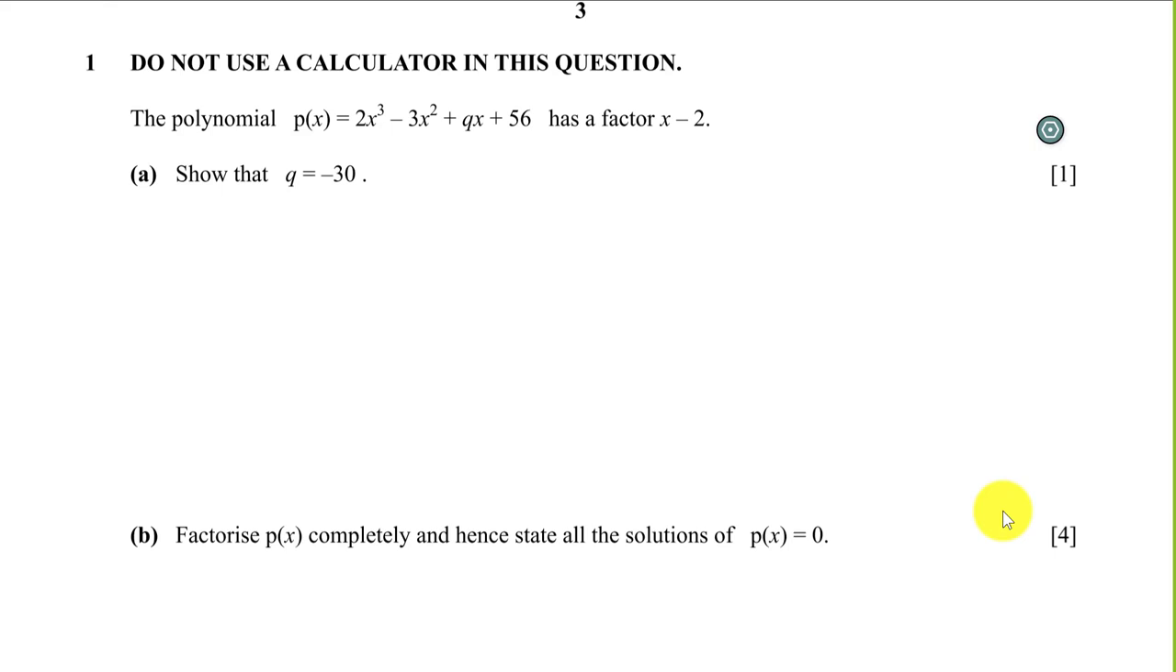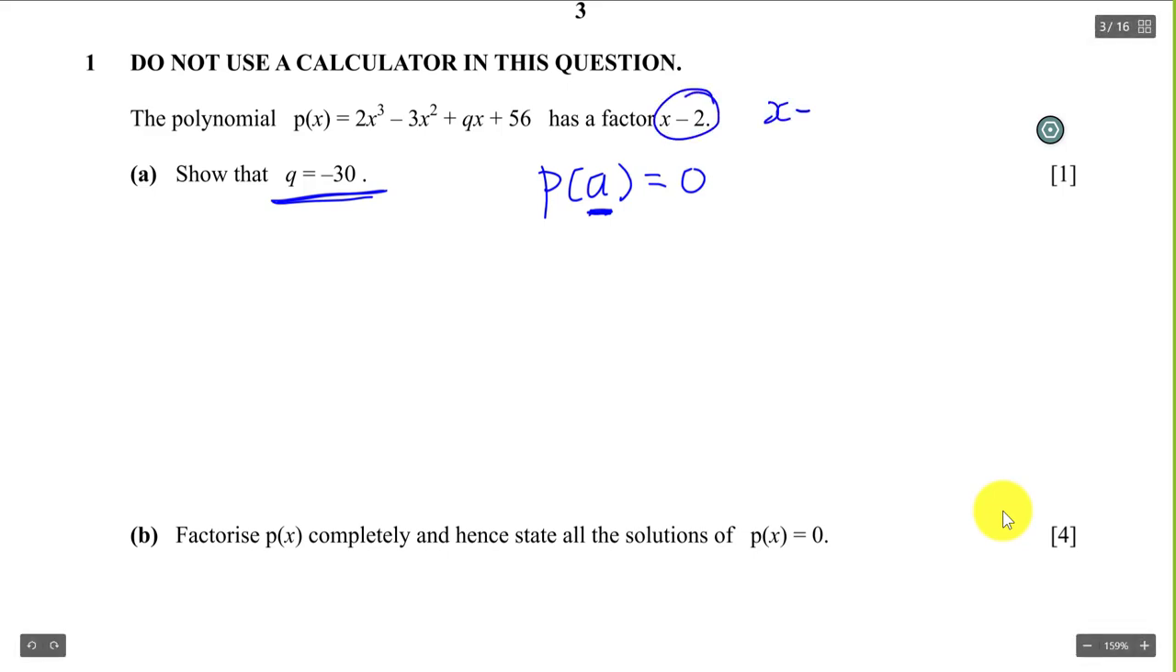Let's have a look at question number 1 here. So the polynomial p(x) has the factor of x minus 2. They ask you to show. Whenever you see the word show, it basically means you need to use the factor theorem. The factor theorem tells me p(a) equals 0. Normally I will write f(a), but in this case it's just p, so I write p(a) equals 0. You just need to know what your a value is, which is when you make the factor equal to 0. So x minus 2 equals 0, so x equals 2. This is your a value.